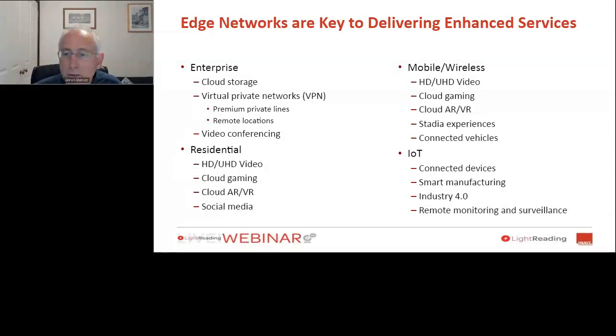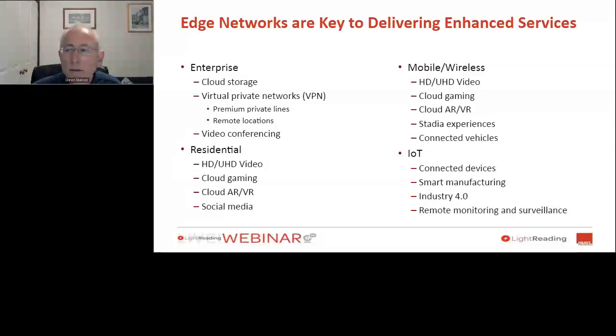And obviously, over the last 15 months or so, video conferencing has really become a vital tool for many businesses and individuals. High definition and ultra high definition video is widely accessed by households across the world. Cloud gaming has a dedicated following, with users keen to ensure their network service does not leave them at a disadvantage to their opponents. Cloud-based augmented reality and virtual reality solutions promise enhanced gaming experiences and have seen much investment over the past few years.